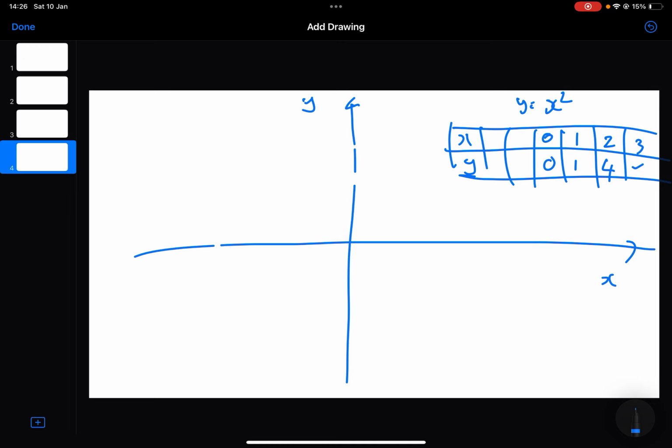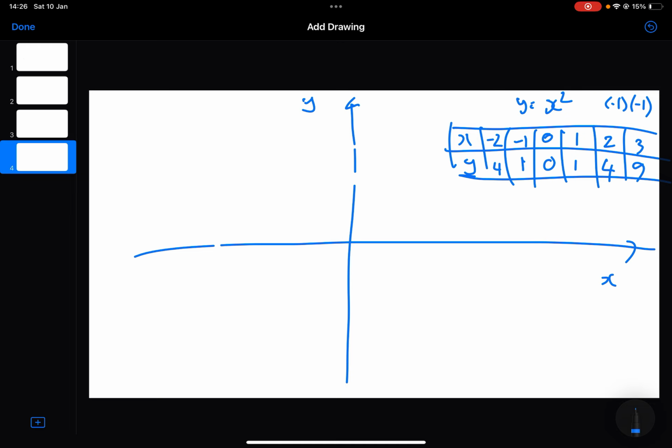3 squared is 9. Then if I go in the negative direction, -1: when I square -1, -1 multiplied by -1, negative times negative becomes positive, so it is still +1. For -2, same idea, it will still be +4.